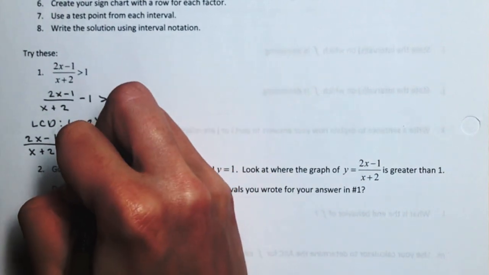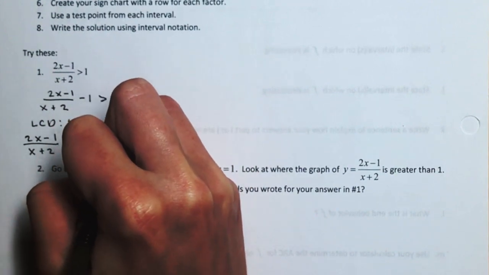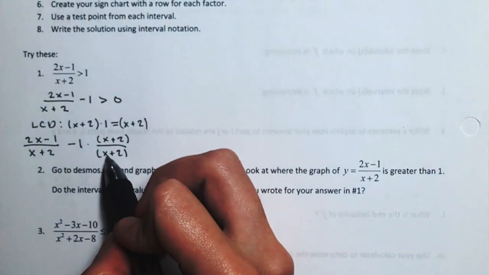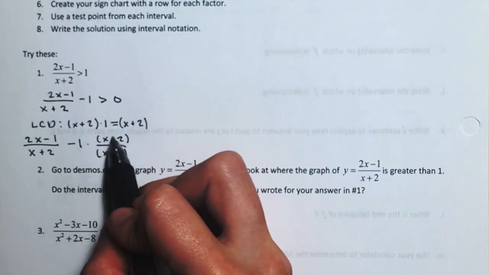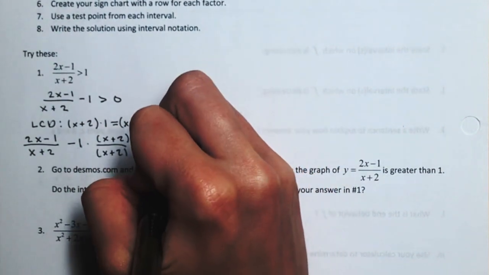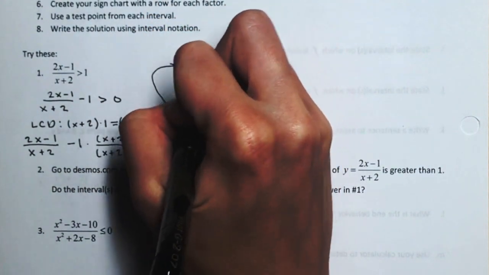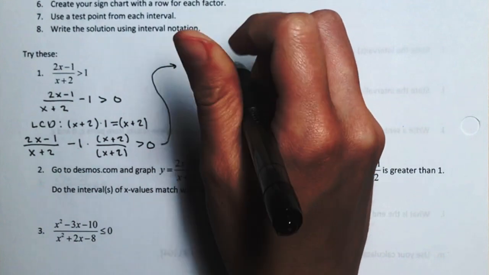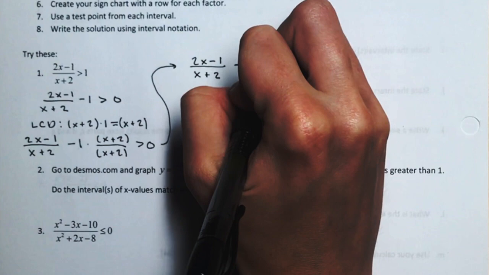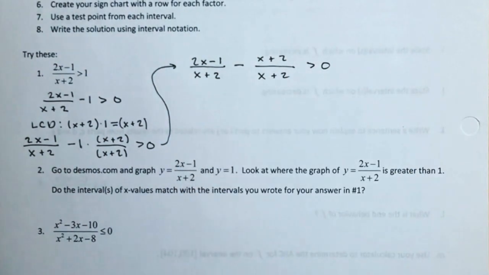There is, right? If I multiply by x plus 2 over x plus 2, then I've got the denominator I want, right? I multiply across the top, right? So 1 times this. So all of this is greater than 0. I'm left with 2x minus 1 over x plus 2 minus, right? 1 times x plus 2 is just x plus 2 over x plus 2. All of that's still greater than 0.